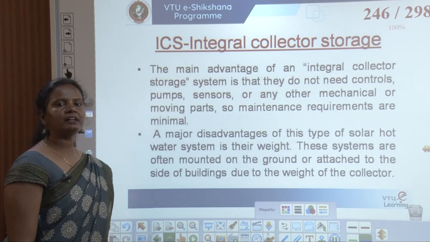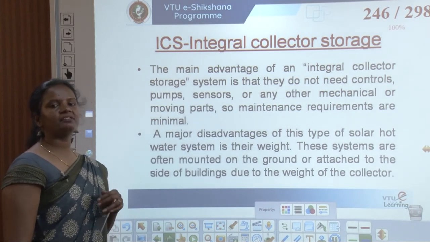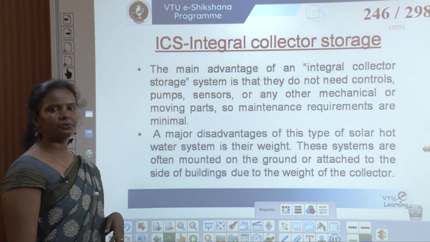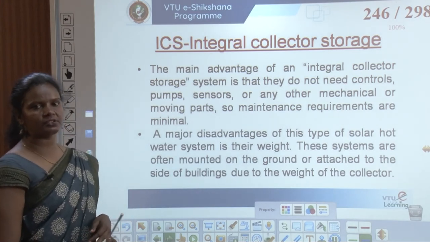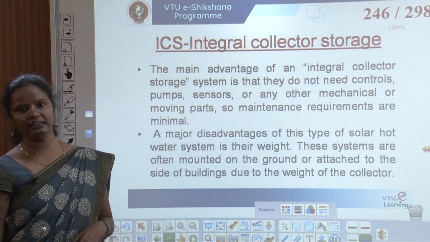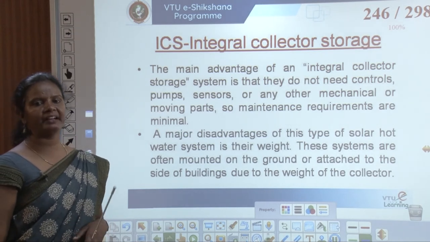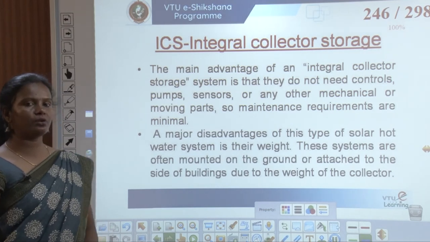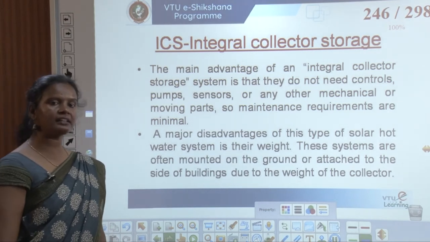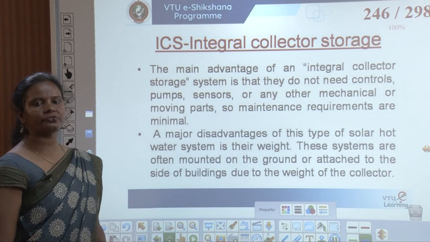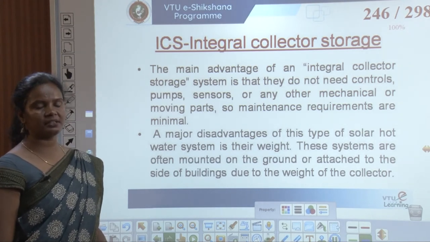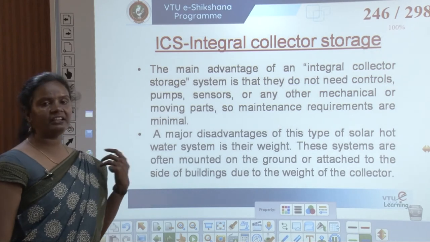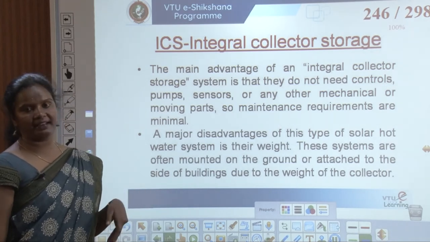With integral collector storage, the main advantage of this system is that they do not need controls, pumps, sensors or any other mechanical or moving parts, so maintenance requirements are minimal. They do not need any pumps is what it says. A major disadvantage of this type of solar hot water system is their weight. It is too heavy, difficult to manage.